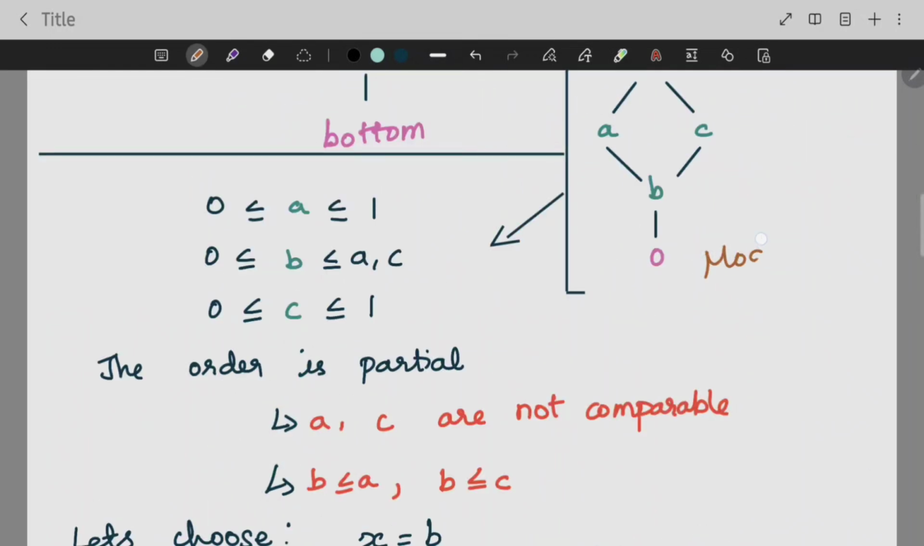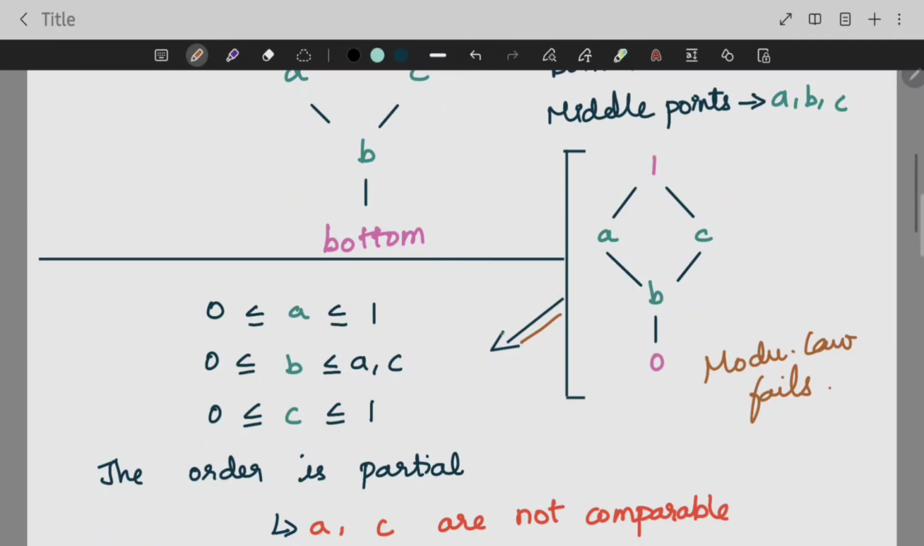Here the modularity law fails. Let's see how it fails. This is not a part of the theorem, but in order to understand the theorem from the basics, I have explained it clearly step by step. So don't skip the video and make the concept clear.